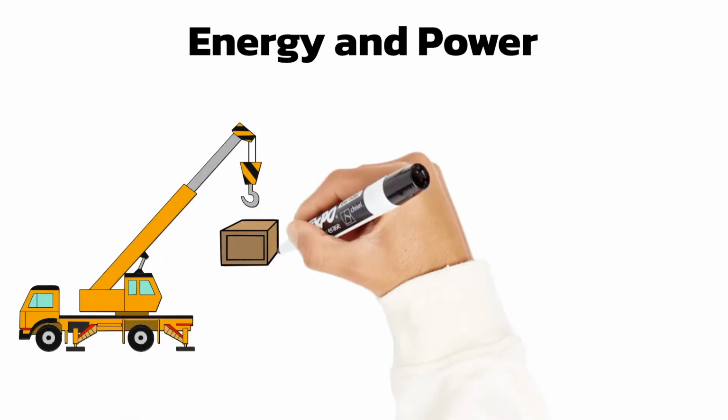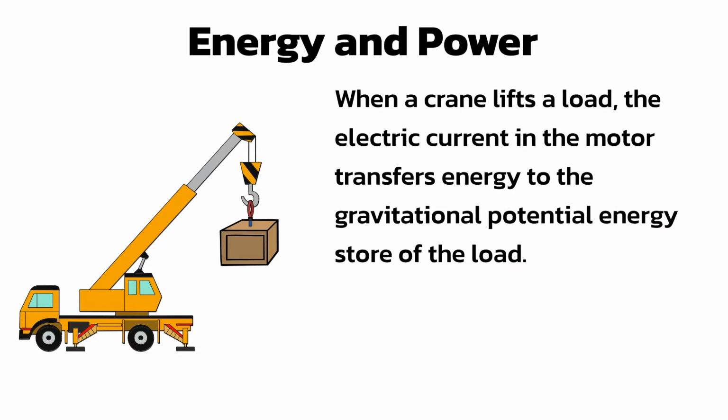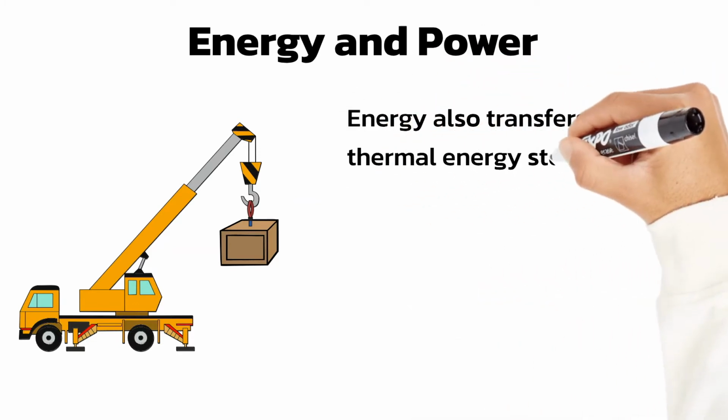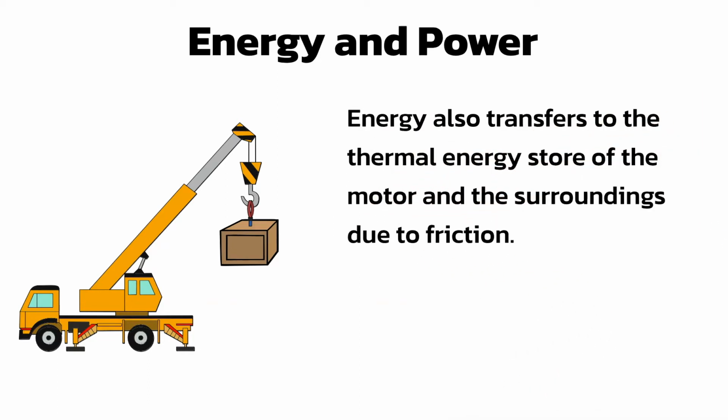When a crane lifts a load, the electric current in the motor transfers energy to the gravitational potential energy store of the load. Energy also transfers to the thermal energy store of the motor and the surroundings due to friction, causing both to increase in temperature.